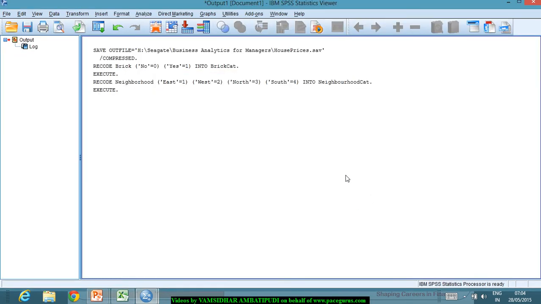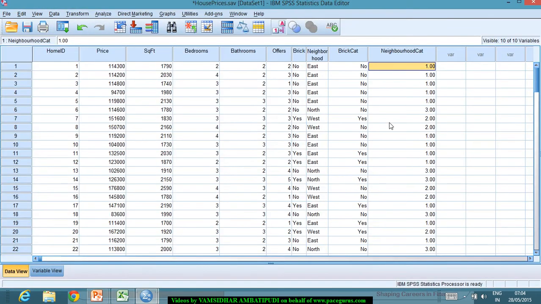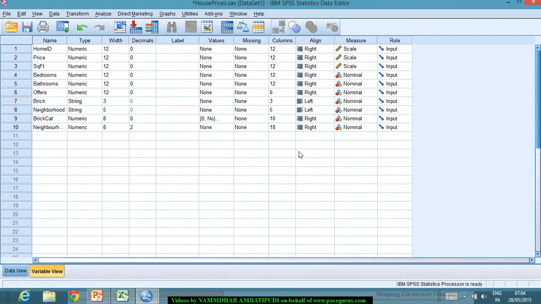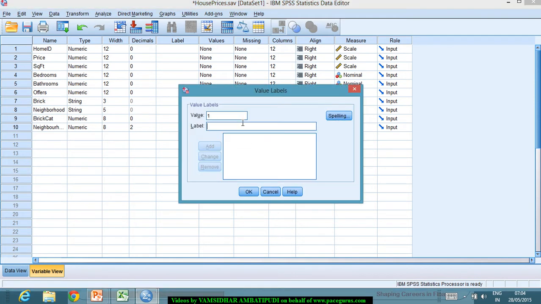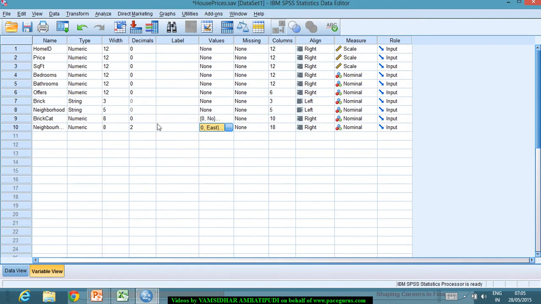This is the first thing that I do here. Again, though not mandatory, I'm just creating some kind of numerical representation out of this. I'll tell you what we'll do after that. So here I'll say 1 means east, 2 means west, 3 means north, and 4 means south. So we are setting the data accordingly, and here also I'll make the decimals 0 to make it look better.